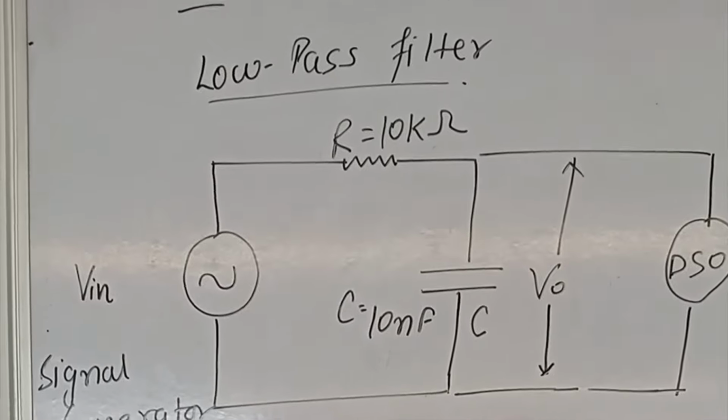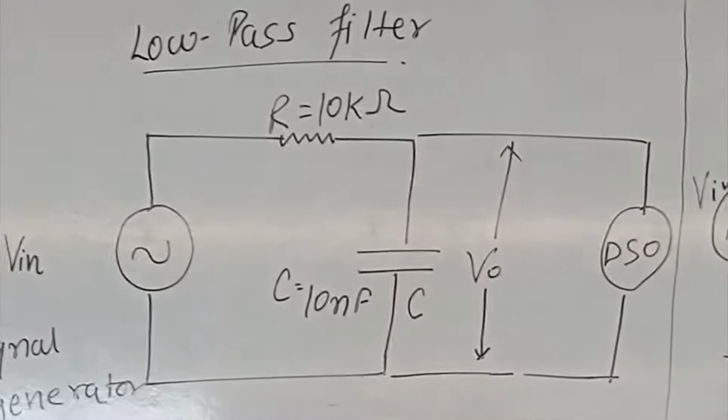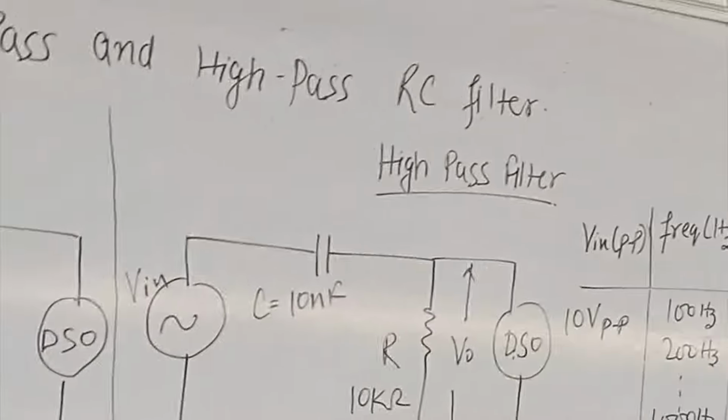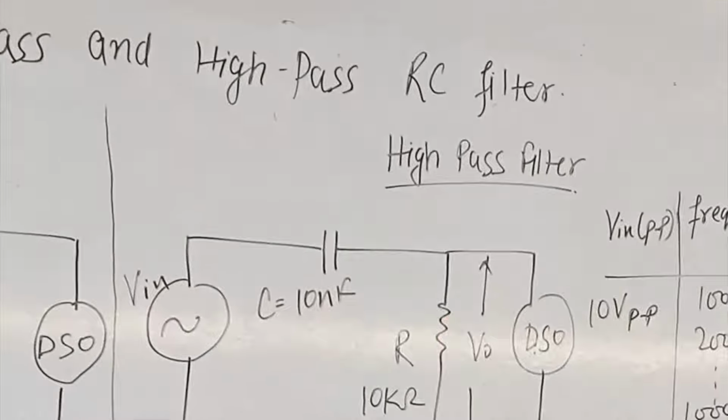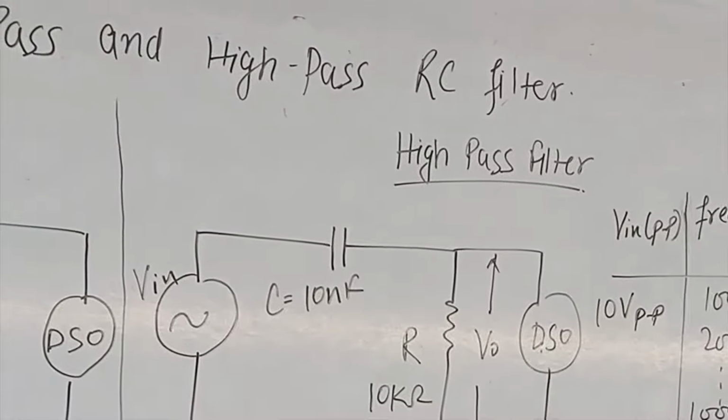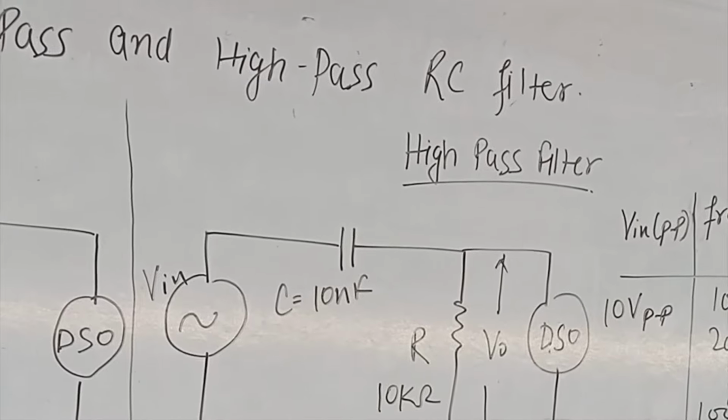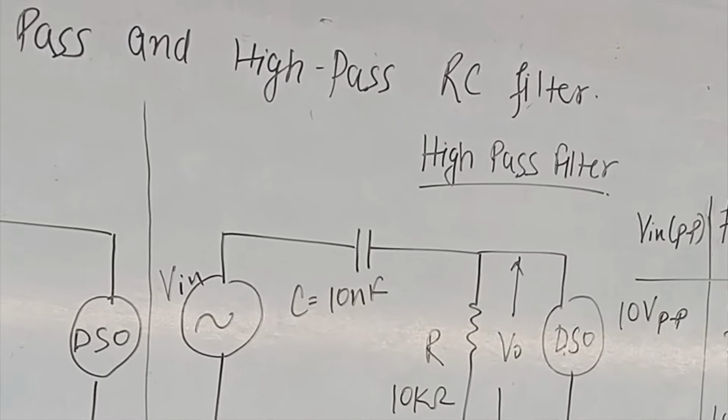But if I interchange this resistance and capacitance, like in this circuit, and take the output across the resistance, it will act like a high pass filter. But the question is how these two different circuits are acting like a low pass and high pass filter.